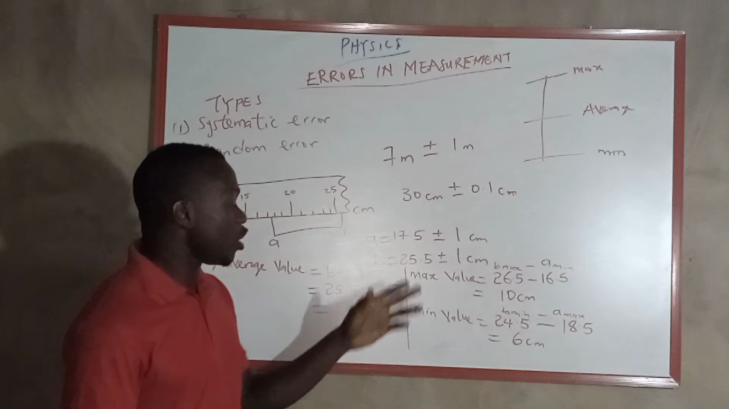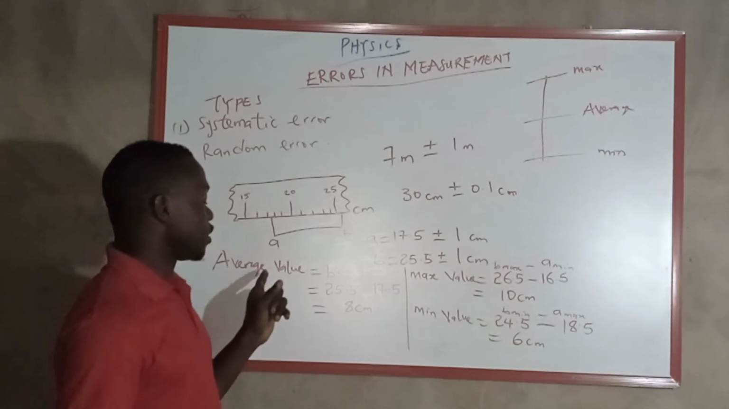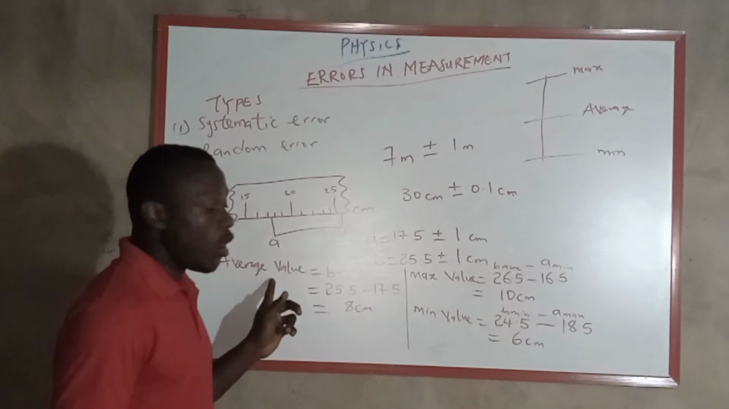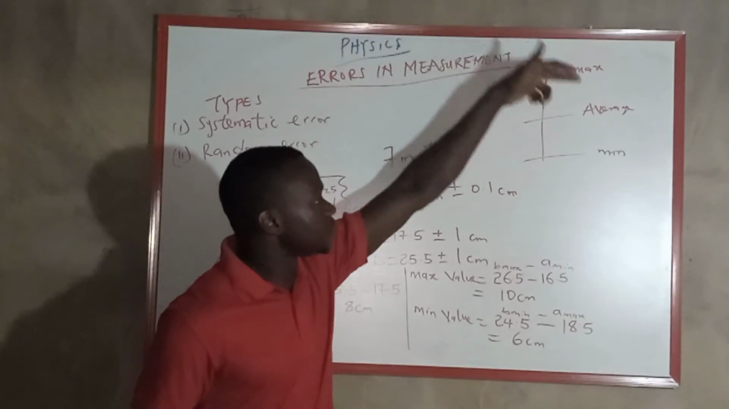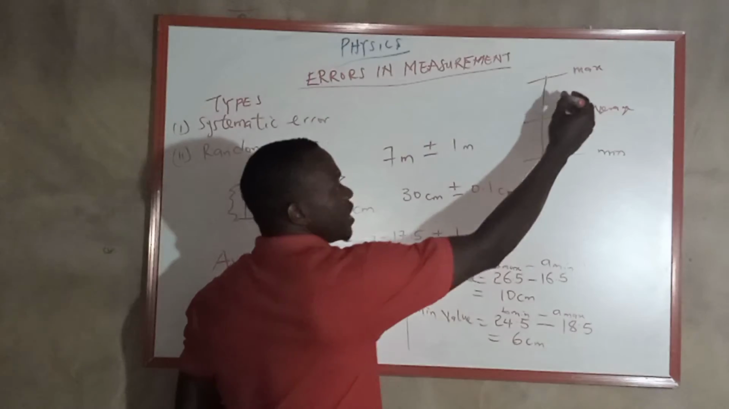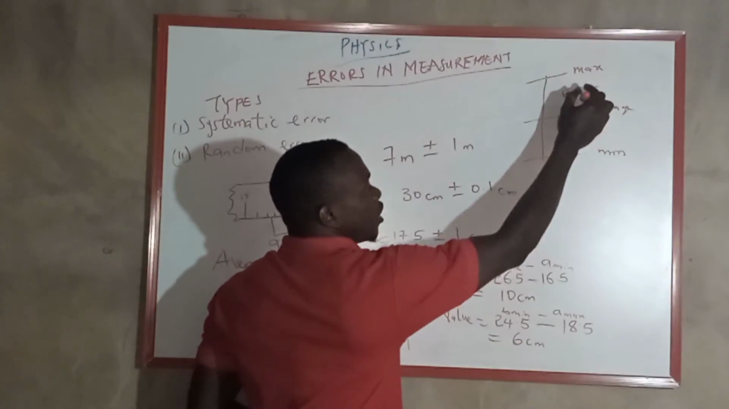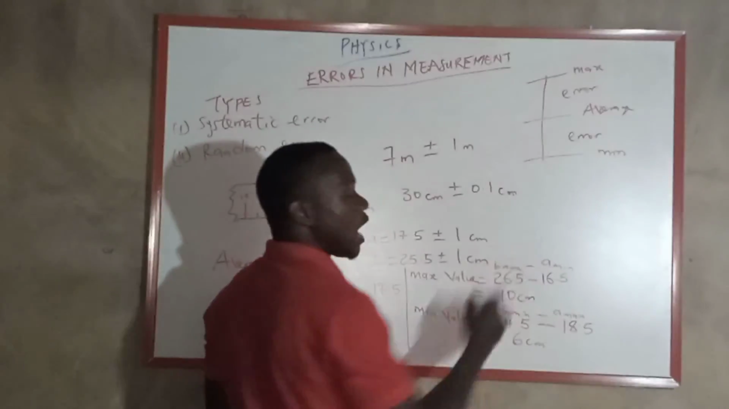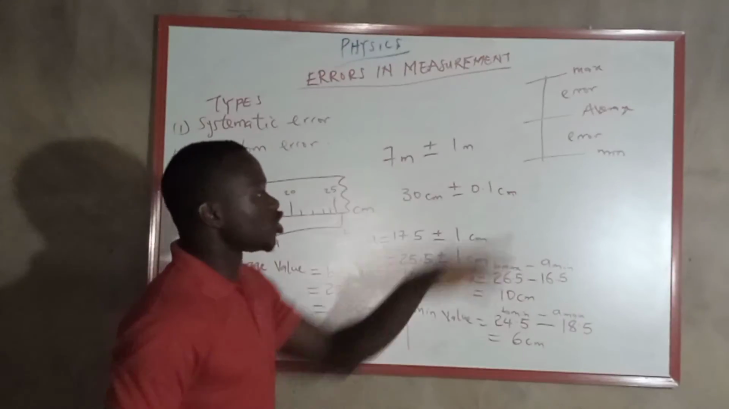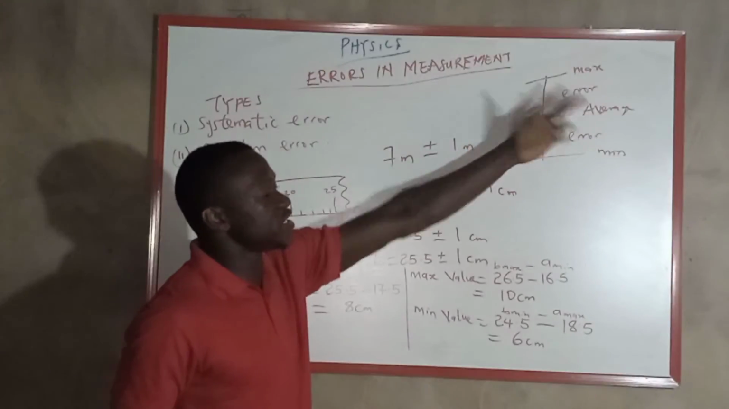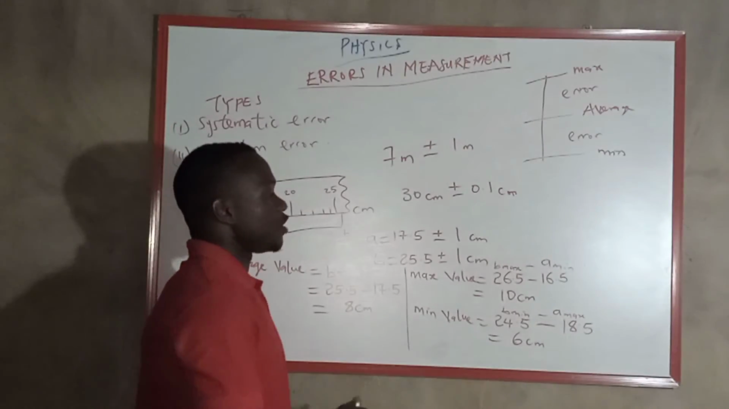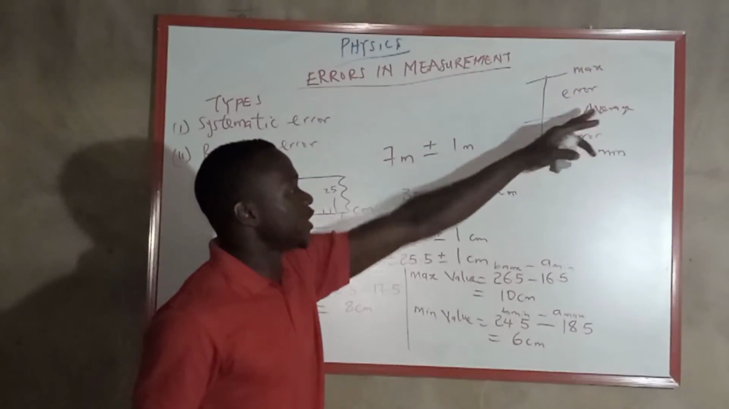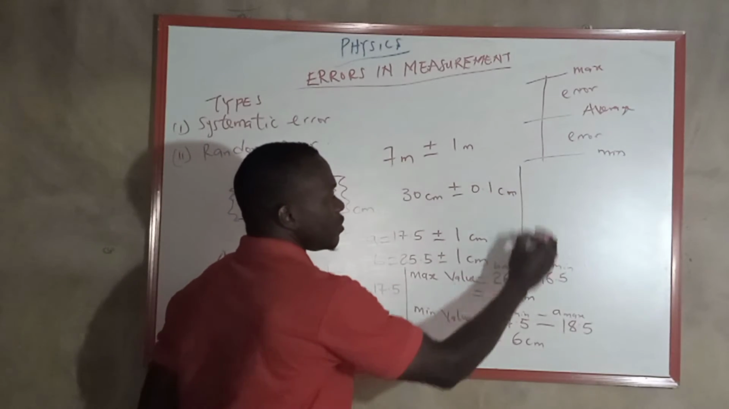I repeat myself, the error will be the maximum value minus the average value, or the average value minus the minimum value. From my chart here, I have maximum minus average, which gives me my error, and this also gives me my error. I will get the same answer for both of them. Whether I use maximum minus average or average minus minimum, they both give the same answer for my error. So let us consider maximum minus average.